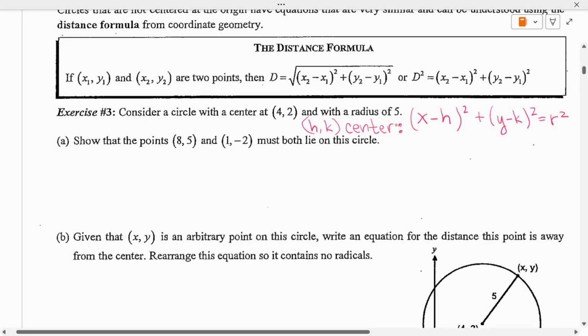Okay? I'm going to save you that whole distance formula mess. Are we ready to do this? Let's write an equation. So first of all, if our center is at the ordered pair (4, 2), my equation is going to be (x - 4)^2 + (y - 5)^2 = 5^2. That is the equation of the circle.